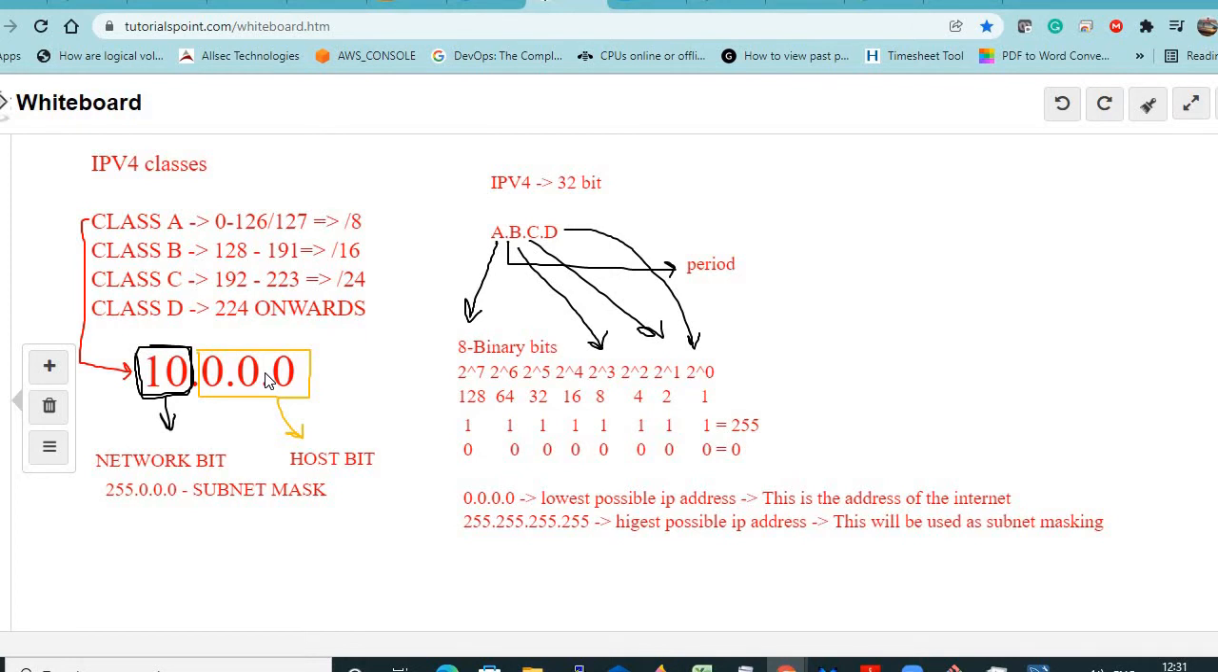In the interview they will surely ask you, they will give you one CIDR, and they will ask you how many IP addresses can we have. So if the subnet mask is 255.255.0.0, how many IP addresses will you get? So there is a trick to this.